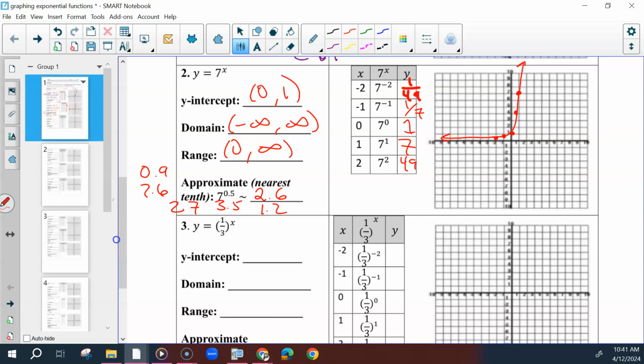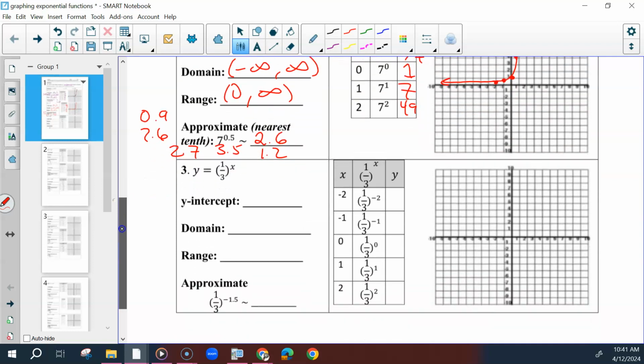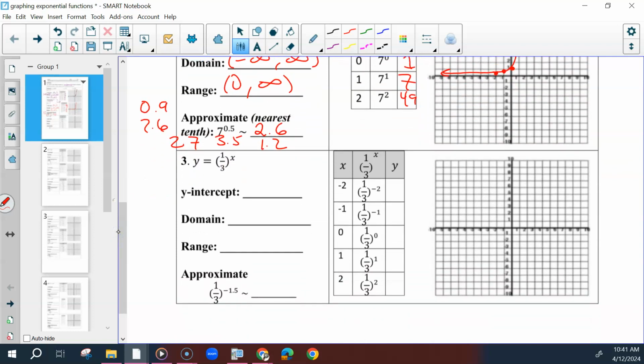We could start this next one. I don't know if we'll finish it. So now we have a base of 1/3. Negative exponent rule is still the same. Take the base, flip it, raise it to a positive 2. What would this be? 9. 1/3 to the negative 1. 3.